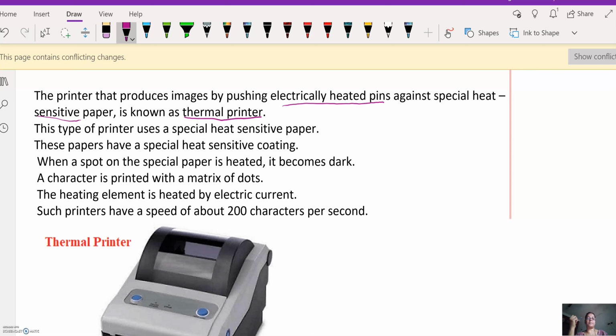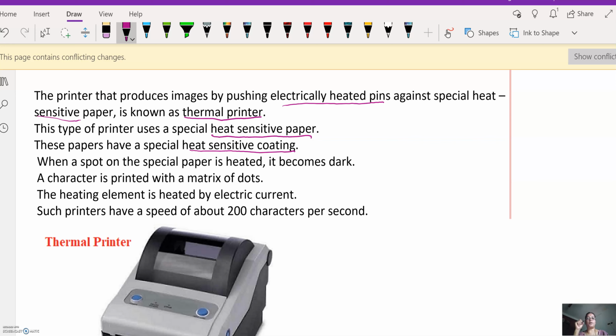It is a heat sensitive paper, whereas the printers you have discussed so far take printouts on normal paper, whereas here we have to use a heat sensitive paper. So that is going to be an important criterion. It needs heat sensitive paper, and the paper has to be coated with a heat sensitive material, so we call it heat sensitive paper.